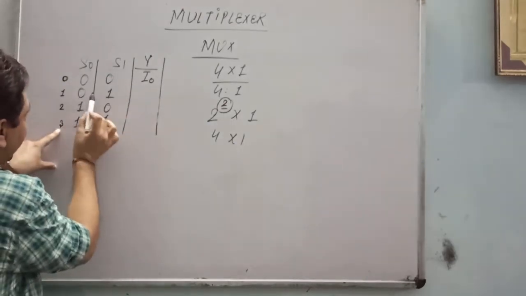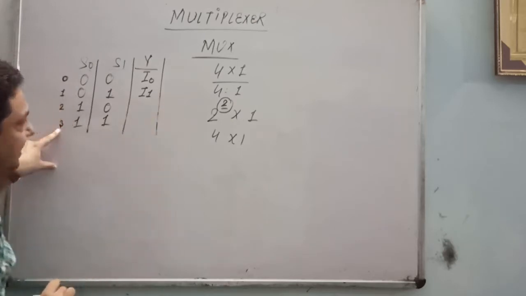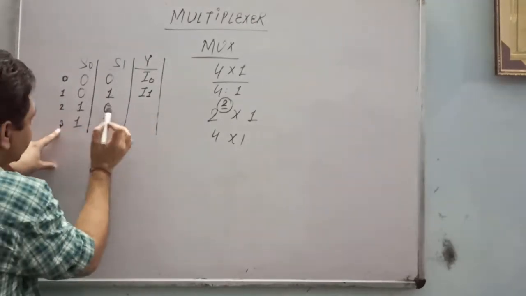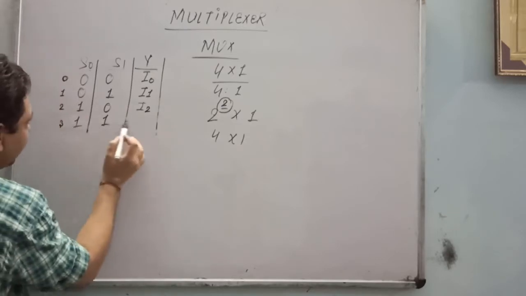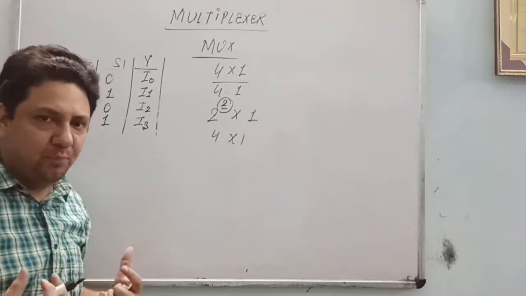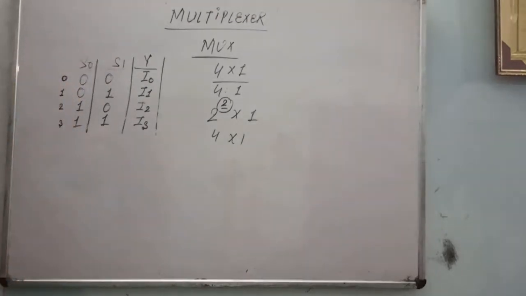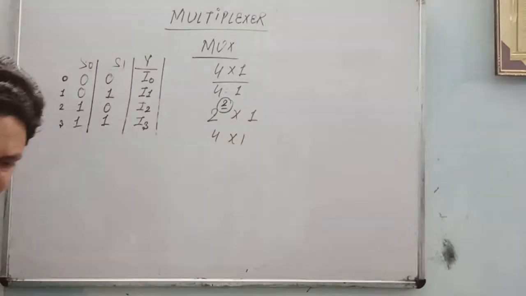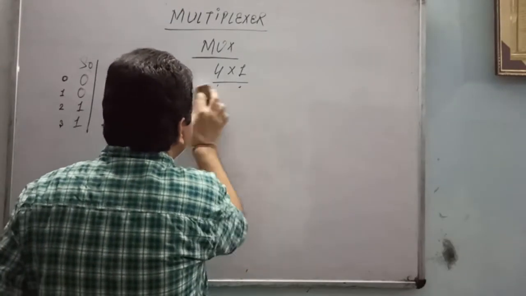So 0, 1, if the selection lines are 0, 1, then input I1 will be selected. If the selection lines are 1, 0, then input I2 will be selected. If the selection lines are 1, 1, then input I3 will be selected. So for selection of a particular input, selection lines are responsible. Understand? These things I have written. Now, again we have to write the minterm. Then we can draw the circuit. I am just erasing this part.